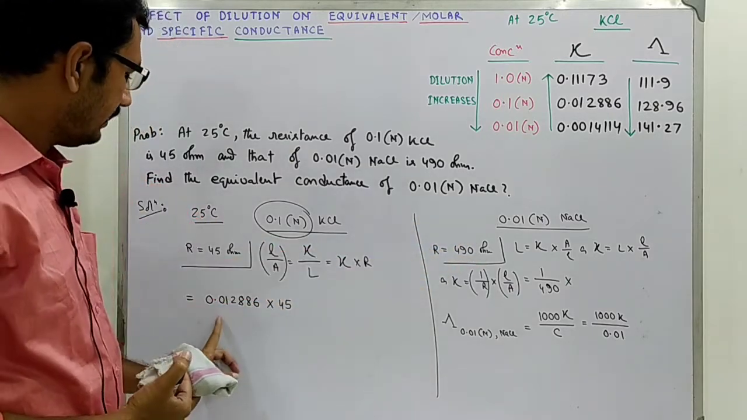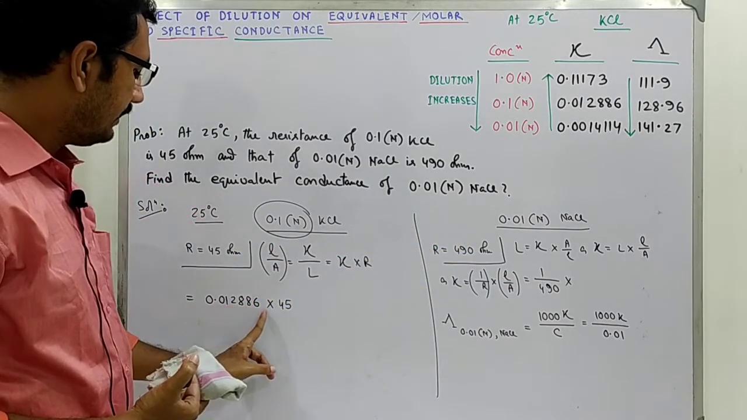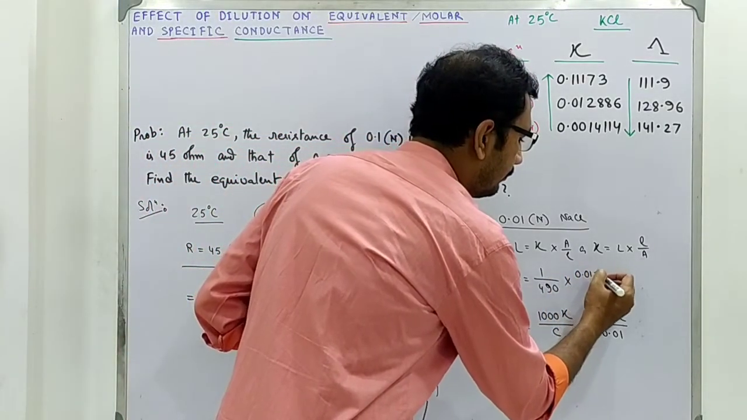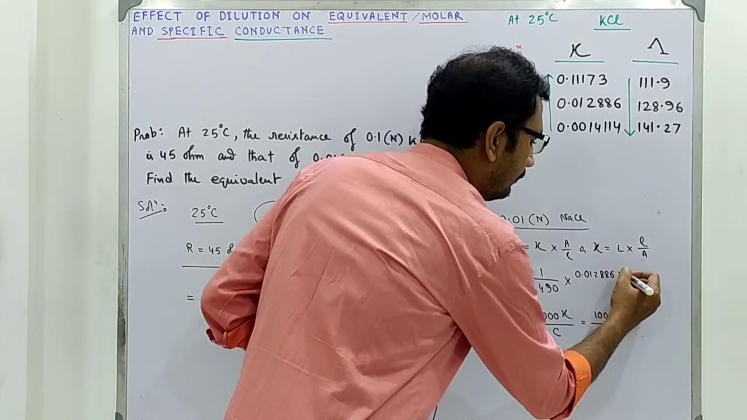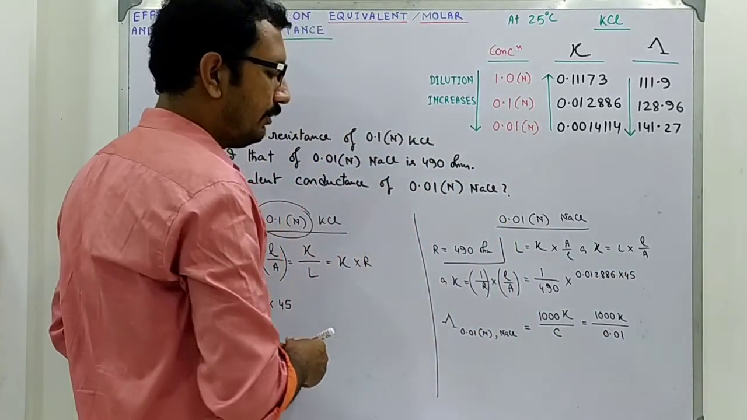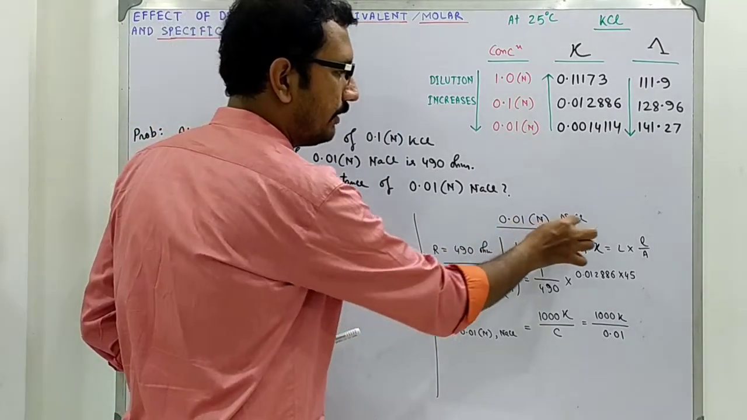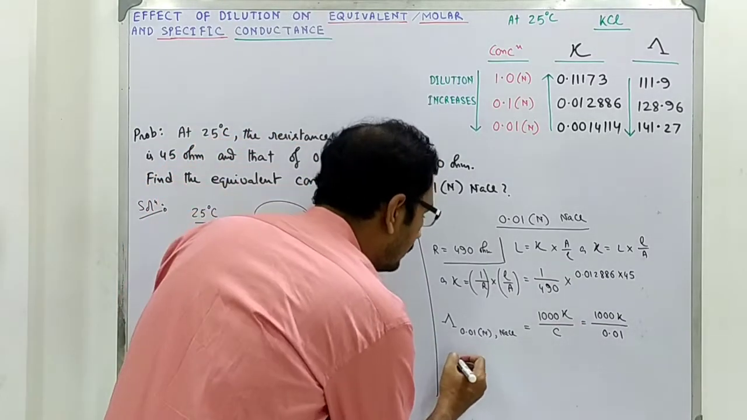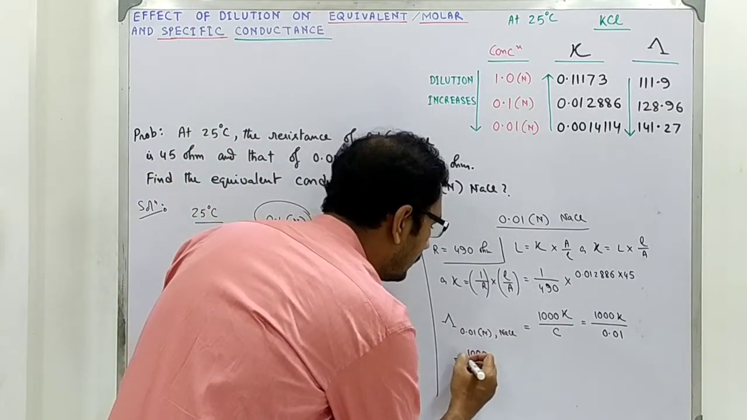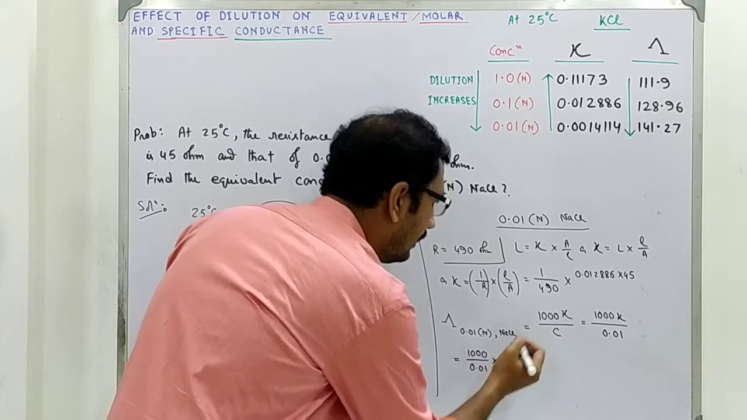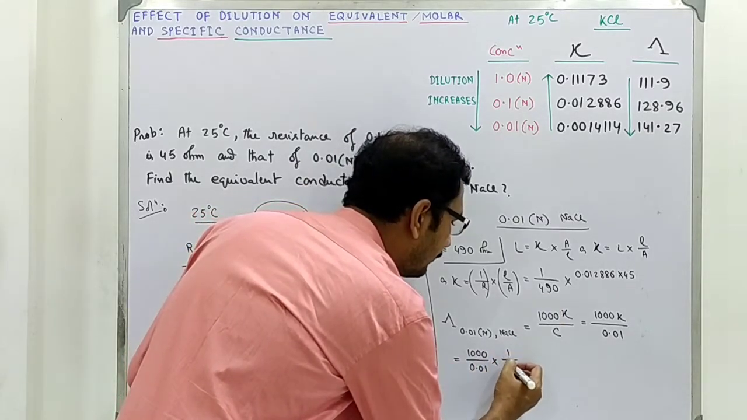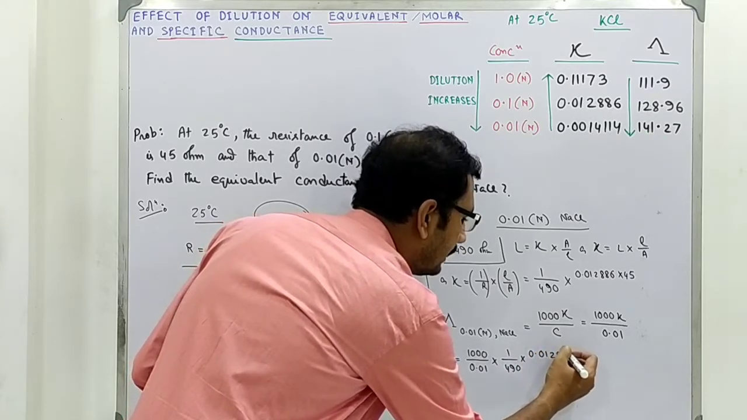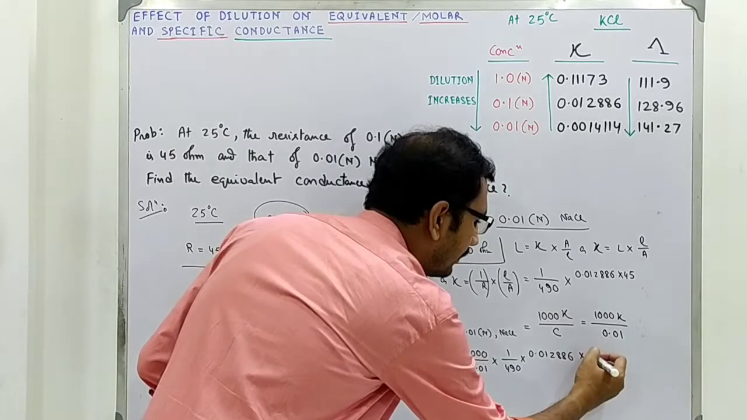So, we have the value of cell constant, it is 0.012886 into 45. So, we put here 0.012886 into 45. Now, this is the value of specific conductance of 0.01 normal NaCl. So, you put this value here. So, it is 1000 by 0.01, and the kappa value, it is 1 by 490 into 0.012886 into 45.